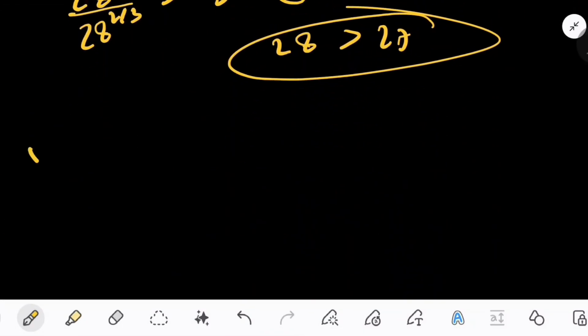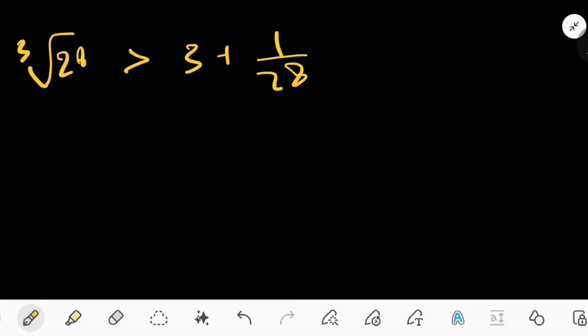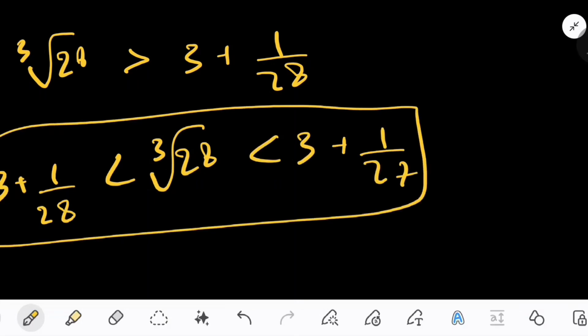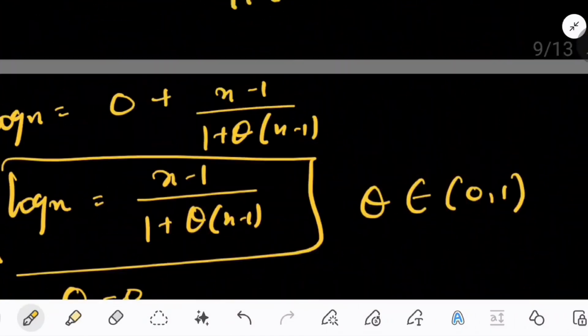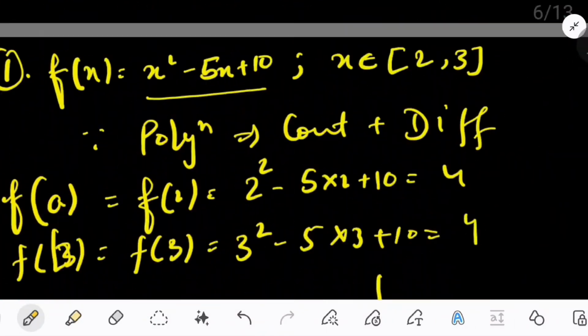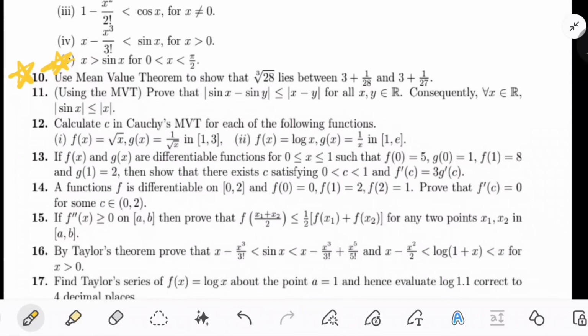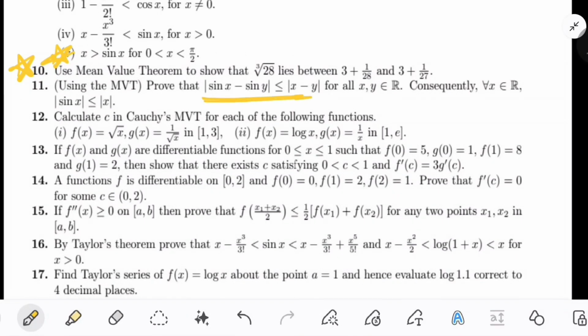So it means that cube root of 28 is greater than 3 plus 1 by 28, which implies that cube root of 28 lies between 3 plus 1 by 28 and 3 plus 1 by 27, right? That's the expression. Okay, done. So let's move on to the Cauchy's mean value theorem now. And yeah, you can solve this expression also. Let's see how we solve it.